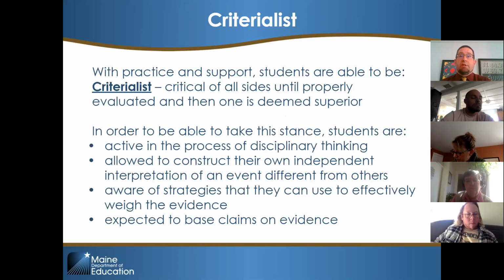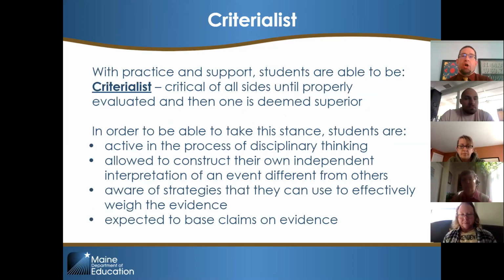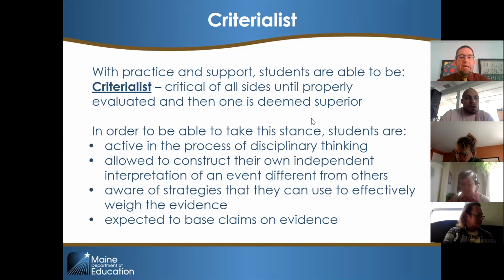Cynthia Shanahan uses the term healthy skepticism, a healthy dose of skepticism. They don't take anything at face value. They're willing to hear all sides until they've been properly evaluated and then determined which one is superior. They do not go in with a preconceived notion. So things that students need to be able to do in order to be a criticalist is they must be actively engaged in the process of disciplinary thinking. You have to give them room to practice this stuff.